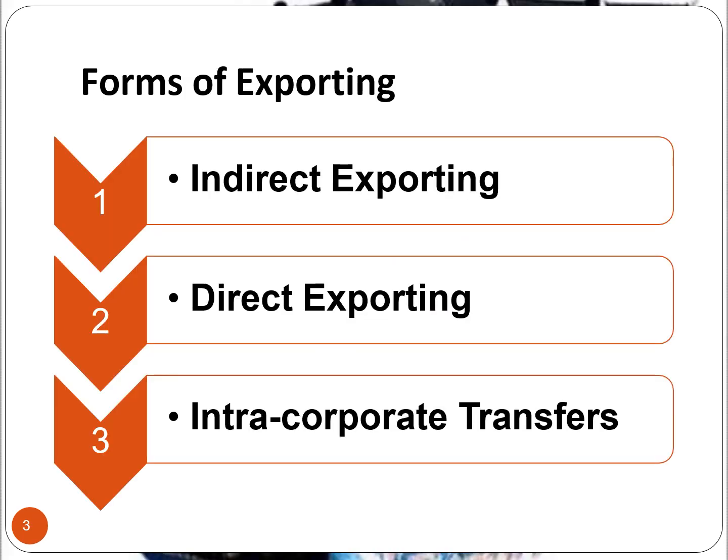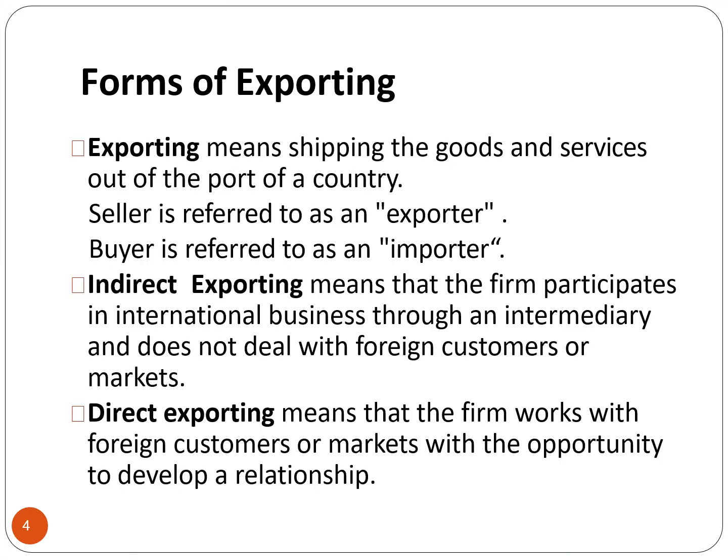Forms of exporting are indirect exporting, direct exporting, and intra-corporate transfer. The forms of exporting. What is exporting? Exporting means shipping the goods and services out of the port of a country. Seller is referred to as an exporter. Buyer is referred to as an importer. In simple terms, exporting means you're selling your goods to another country. So there are three forms: indirect exporting, direct exporting.